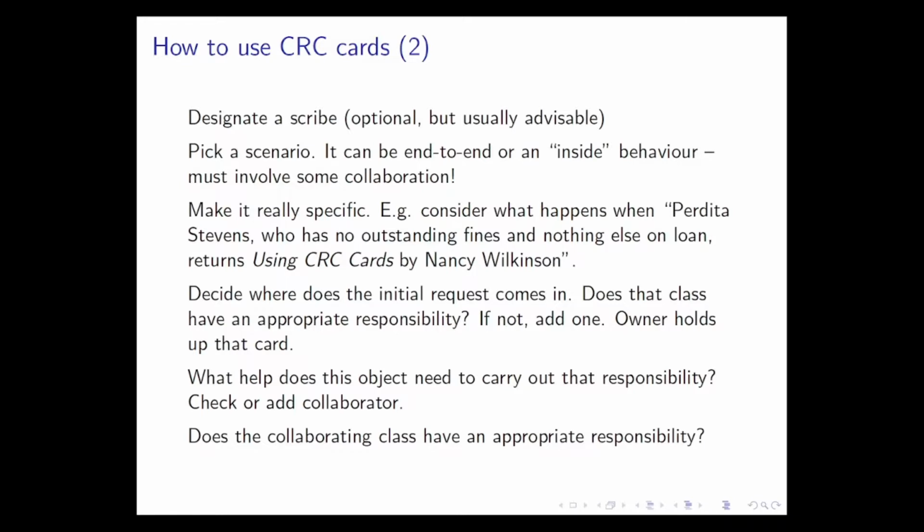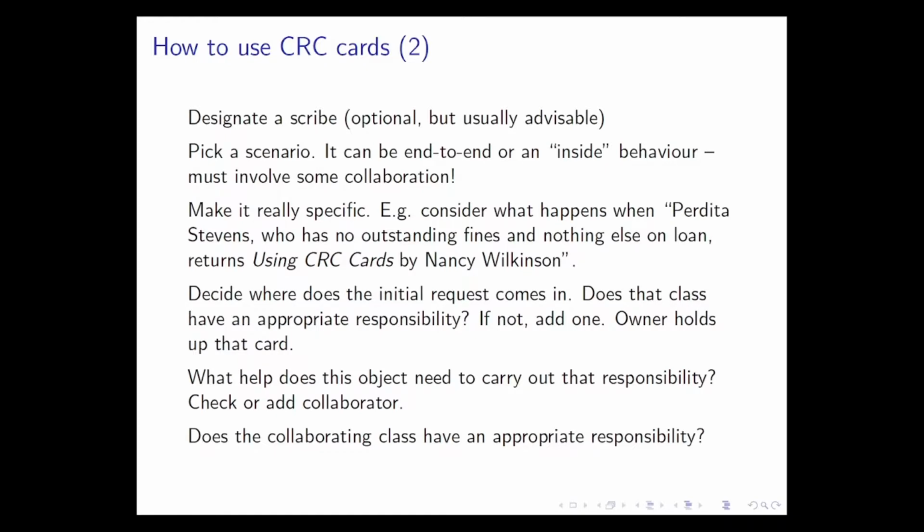In the eventual system, that's going to mean this object has to send a message to some other object. It has to invoke a method of some other object. So is there already a class that is listed as a collaborator of this class, which has an appropriate responsibility to provide the help that this object needs? Well, if not, that means there's a missing collaborator on this class and/or a missing responsibility on the collaborating class, and these things need to be added.